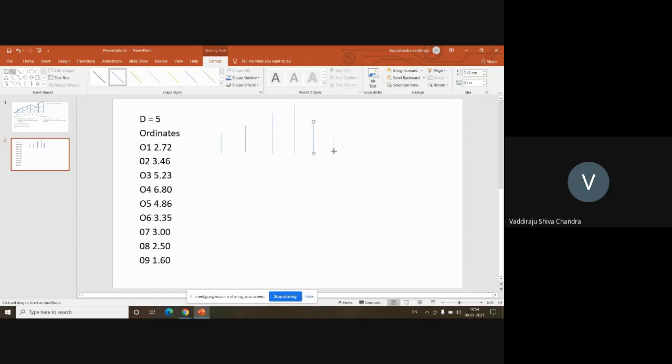Draw the diagram only for your understanding purpose, but in the exam there is no need to draw the diagram.